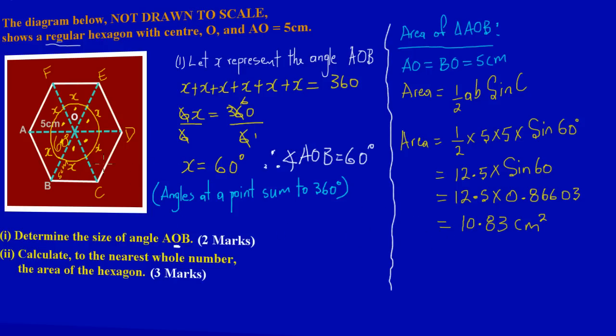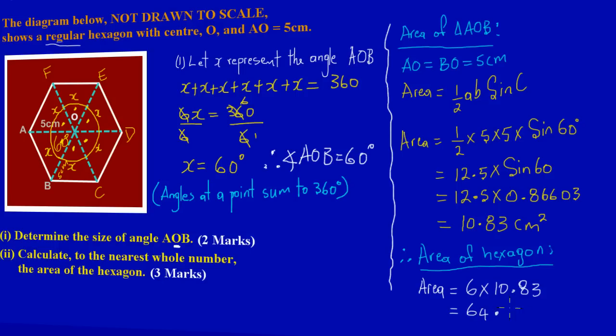Since we found the area of one triangle, and we have 6 of them, we can simply multiply the area of this one triangle by 6 to get the area of the hexagon. So the area would be equal to 6 times the area of one triangle, 10.83, and that is equal to 64.98 when we multiply that.